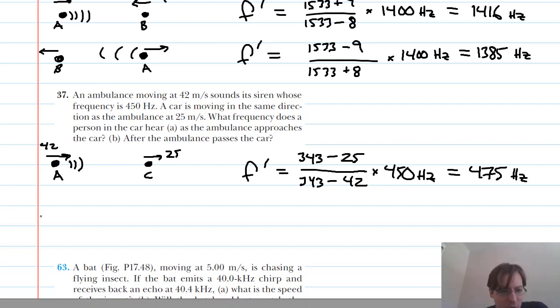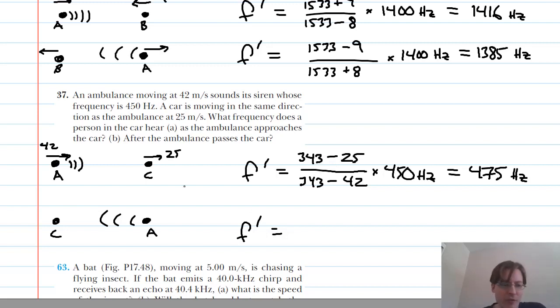Okay, now after the ambulance passes, the car is behind it, and the ambulance is moving off to the right. They're both moving to the right still. It's just now that the ambulance is in front, and so you're getting the longer waves on this side. So let's figure f prime.